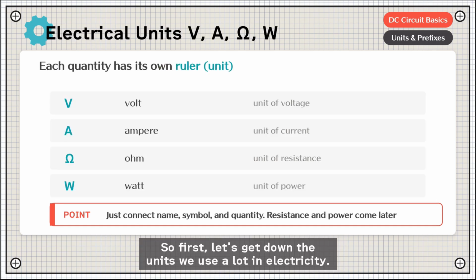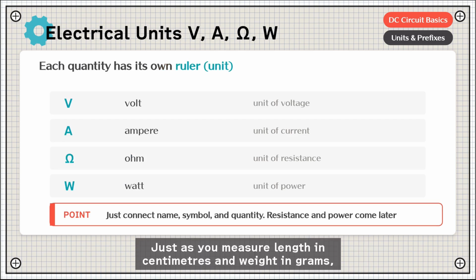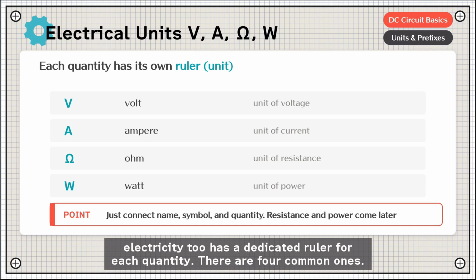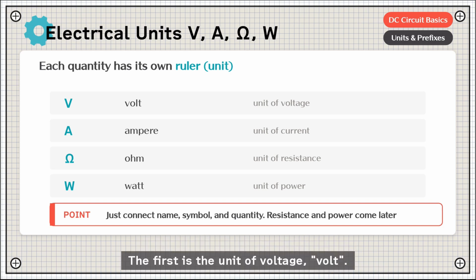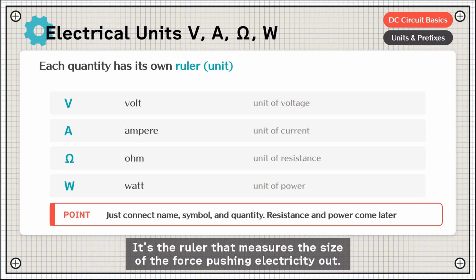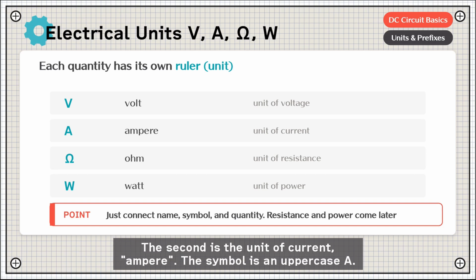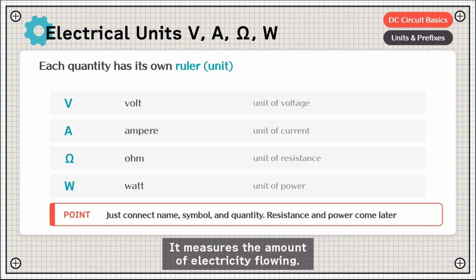So first, let's get down the units we use a lot in electricity. Just as you measure length in centimeters and weight in grams, electricity too has a dedicated ruler for each quantity. There are 4 common ones. The first is the unit of voltage, volt. The symbol is written with an uppercase V. It's the ruler that measures the size of the force pushing electricity out. The second is the unit of current, ampere. The symbol is an uppercase A. It measures the amount of electricity flowing.